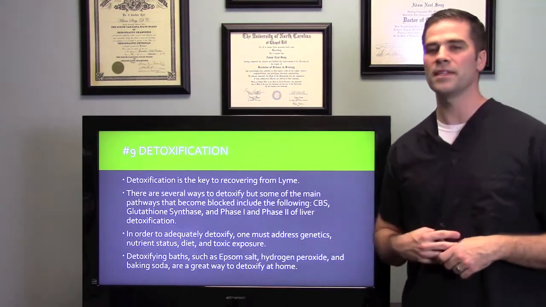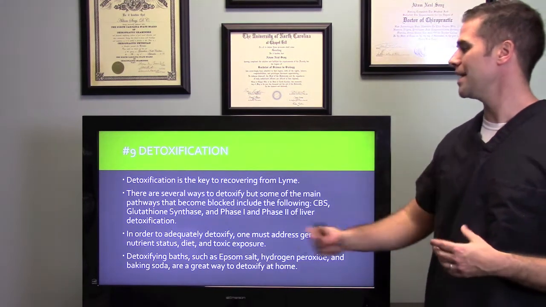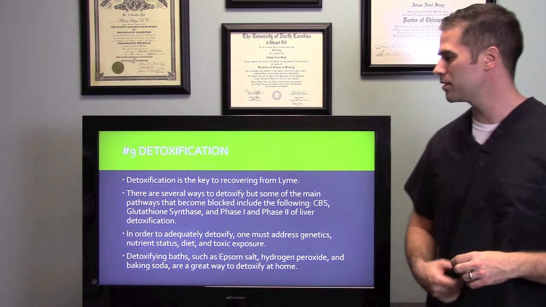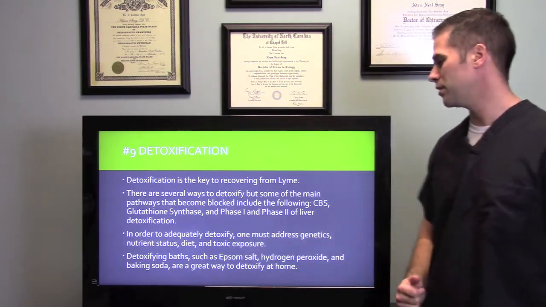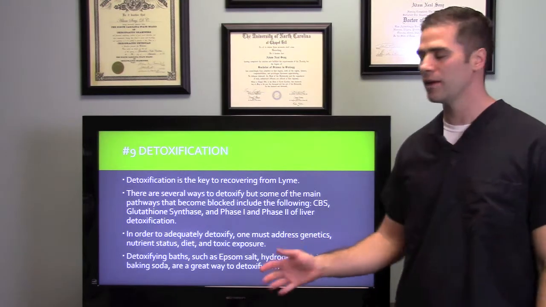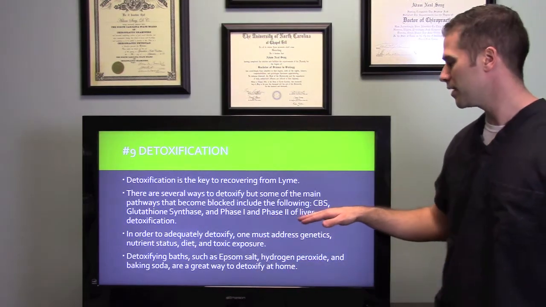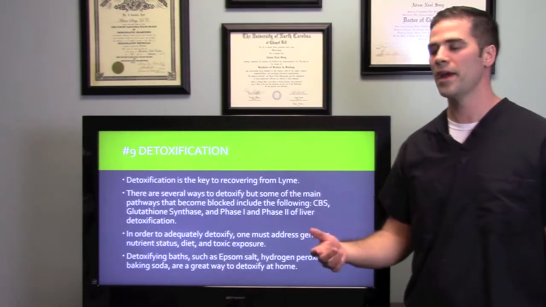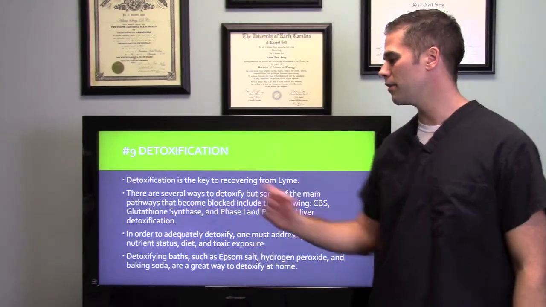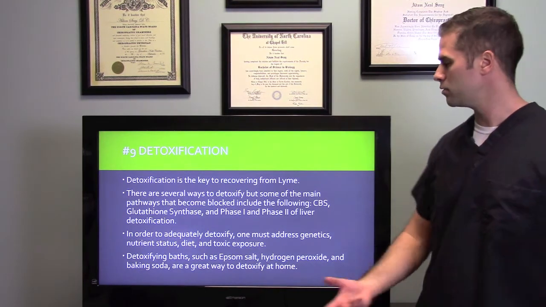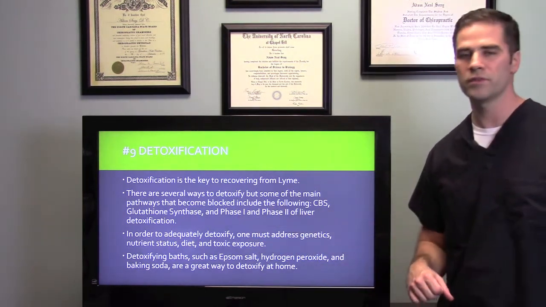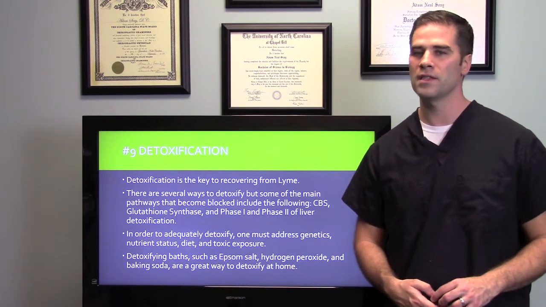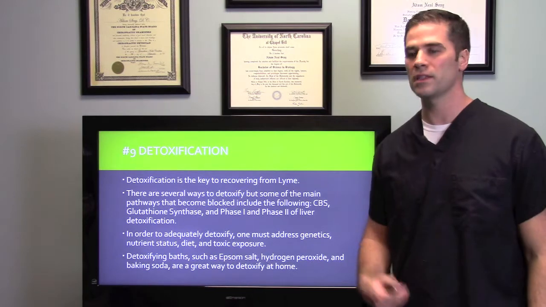The ninth thing is going to be detoxification, and detoxification is key to recovering from Lyme. So you have to make sure we get your detox pathways open and running. There are several pathways to detoxify, but some of the main ones that we look at are going to be CBS, which is your cystathionine beta synthase, kind of working on your sulfation pathways. We want to make sure you're making enough glutathione, with glutathione synthase running okay. Phase 1 and Phase 2 of liver detoxification is also going to be important, making sure your oxidative stress is down so that your body has the best shot at detoxifying.